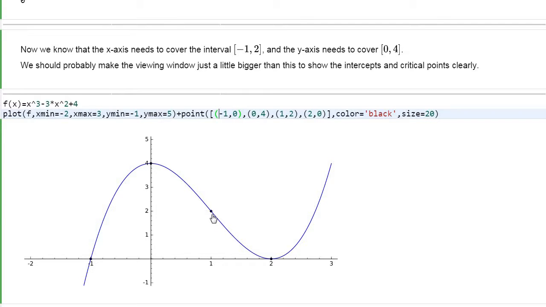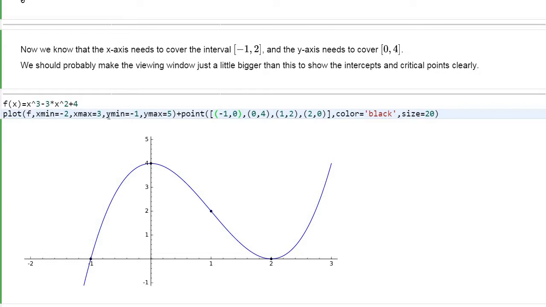1, 2, that's the inflection point. And 2, 0 is the x-intercept. This is also the local min, and the y-intercept is also the local max. So there's a lot of overlap between these different features in this particular function.